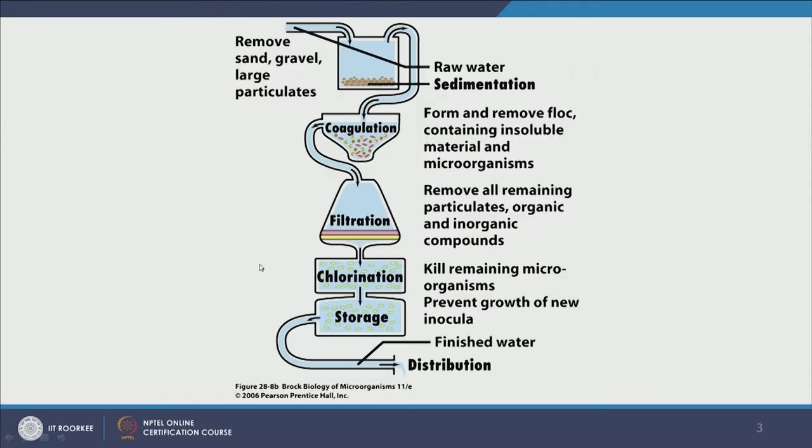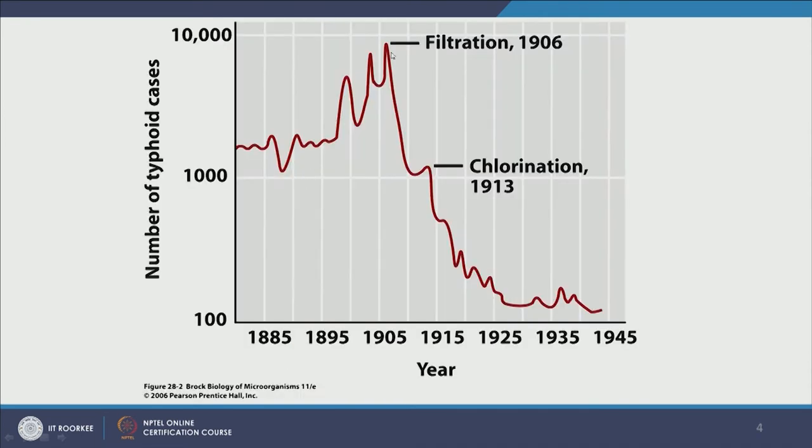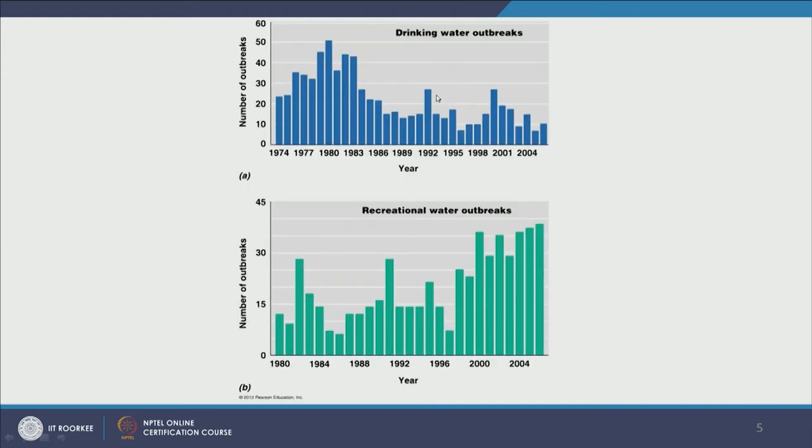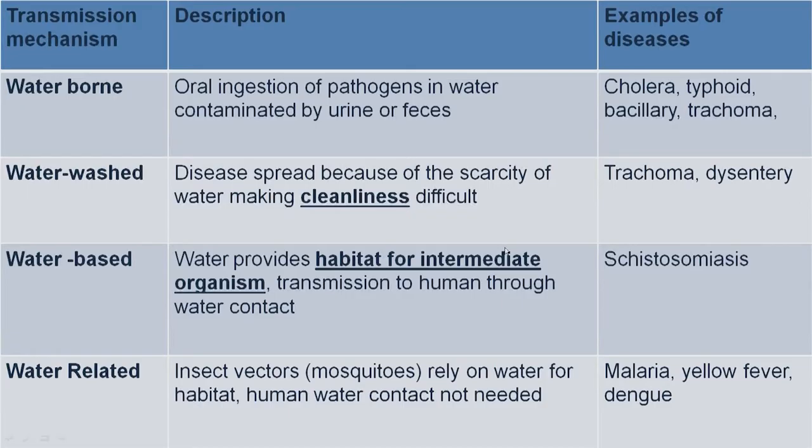Because we environmental engineers know how to do it, we play a big role in contributing to good public health. However, this is data from the US, by the way. We still note that every now and then, even in developed nations, we have drinking water outbreaks and recreational water outbreaks. So this is the water you drink, and this is the water you get exposed to. Interestingly, recreational water outbreaks in the US have increased in the last two decades.